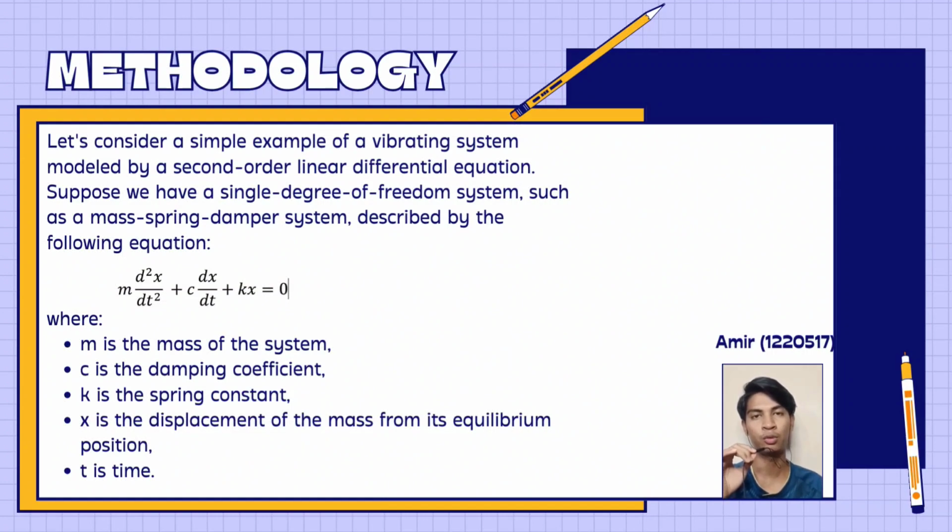Here is the equation: m d²x/dt² + c dx/dt + kx = 0, where m is the mass of the system, c is the damping coefficient, k is the spring constant, x is the displacement of the mass from its equilibrium position, and finally t is the time.